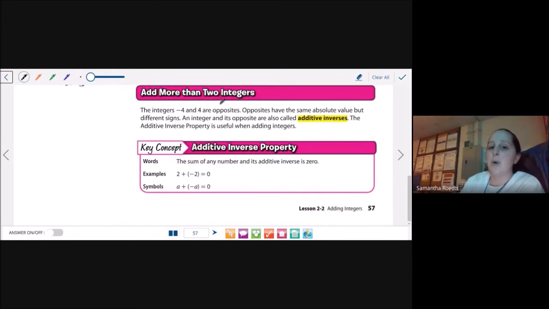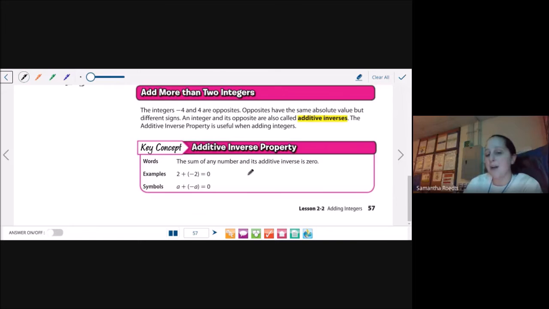Okay. Add more than two integers. The integers -4 and 4 are opposites. We remember that from our first lesson. Opposites have the same absolute value, but different signs. An integer and its opposite are also called additive inverses. The additive inverse property is useful when you're adding integers. So key concept, additive inverse property.